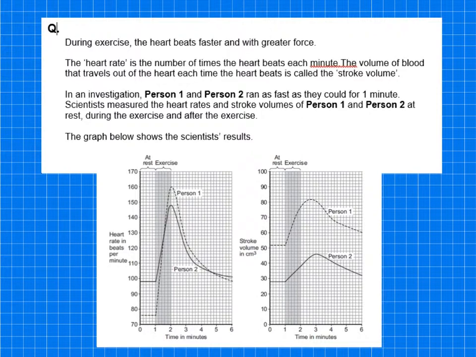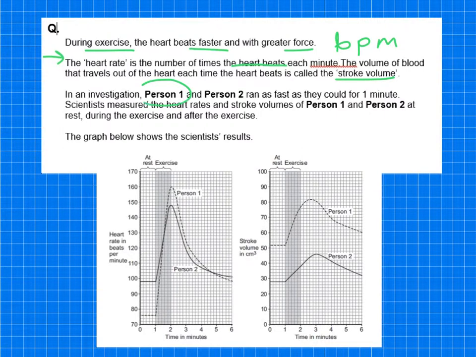So in this question they're saying that during exercise the heart beats faster and with greater force, and then it tells you that the heart rate is the number of times the heart beats each minute, and again the volume of blood that travels out of the heart, in other words the amount of blood each time the heart beats, is called the stroke volume. So they're telling you about beats per minute, which you probably will know about, and stroke volume, which you might not know about. And then it tells you about an investigation.